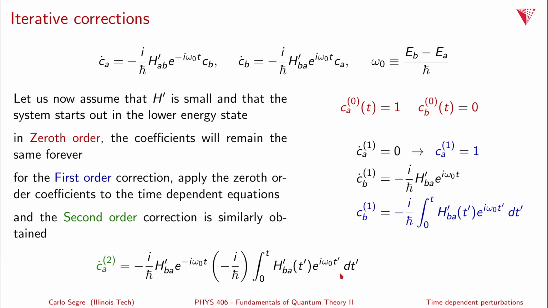And that means we can integrate this to get the second order correction for CA. And so that will give you two integrals, one outside the other. The second order correction to CB is just going to be equal to the first order correction for CB. So you can see the first order correction for CB gives you one integral, and that remains the same as the second order correction. For CA, the first order correction remains the same, but the second order correction gives you two integrals.